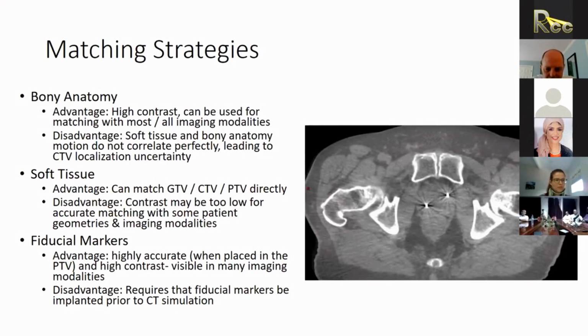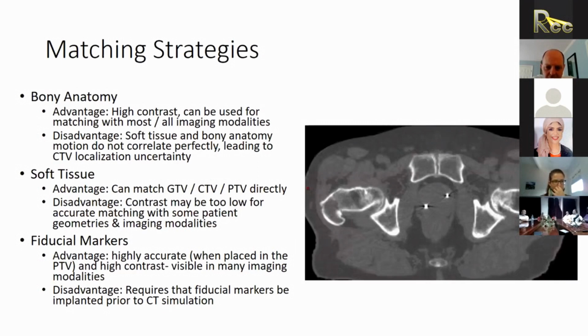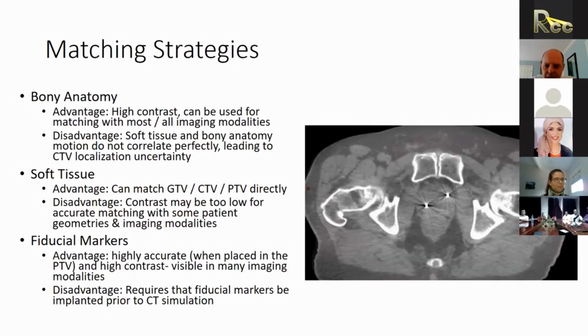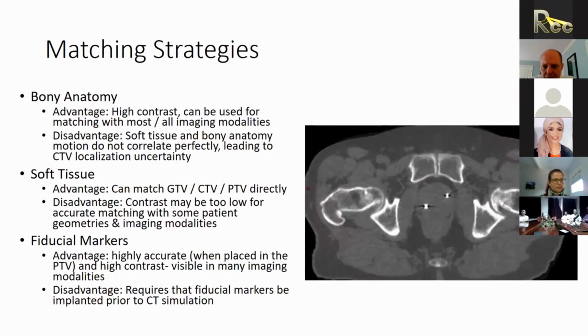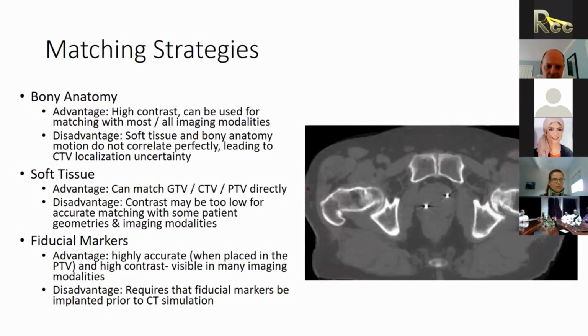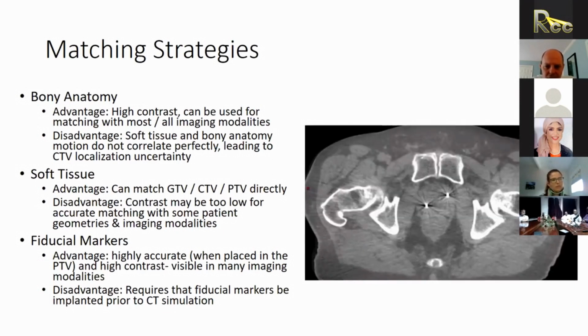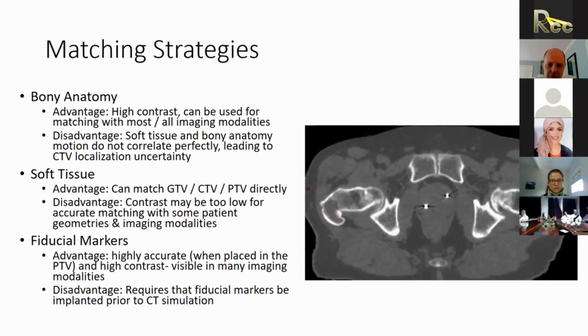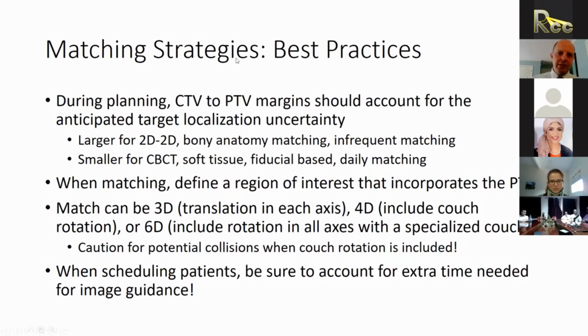But if it is an option, it can be a good tool to talk about between the physician, the department, and the physicists, and to decide if and when that would be appropriate, and whether the benefit in the decrease in uncertainty for the treatment would be enough to justify implanting fiducial markers prior to treatment. So, matching strategies: a couple of things for best practices.